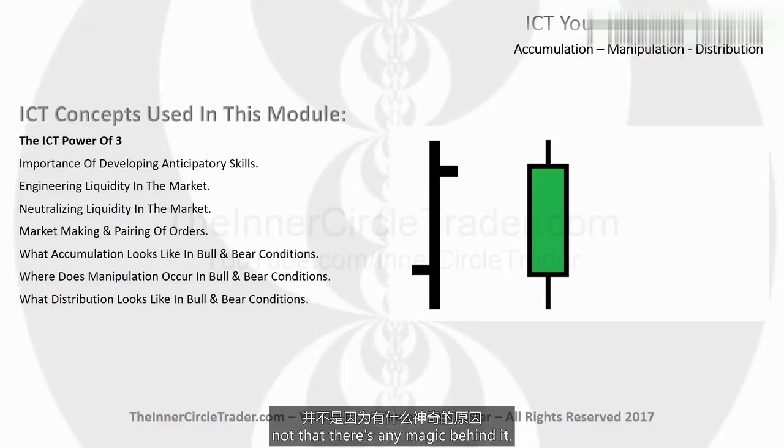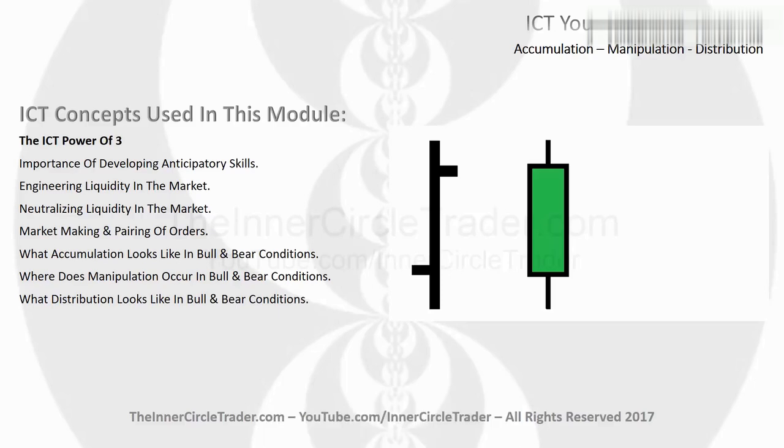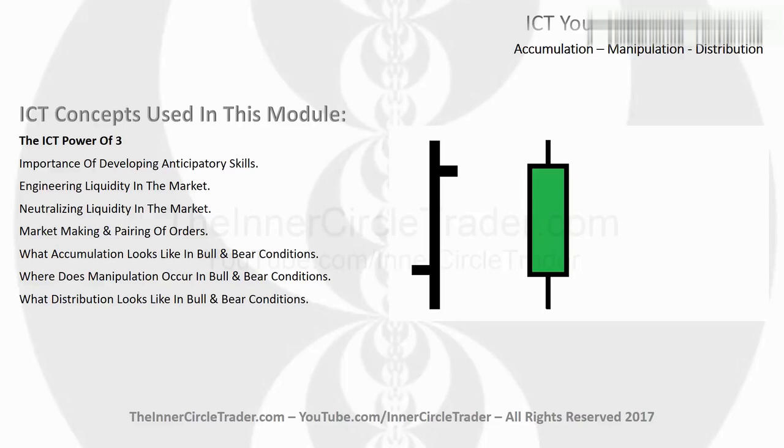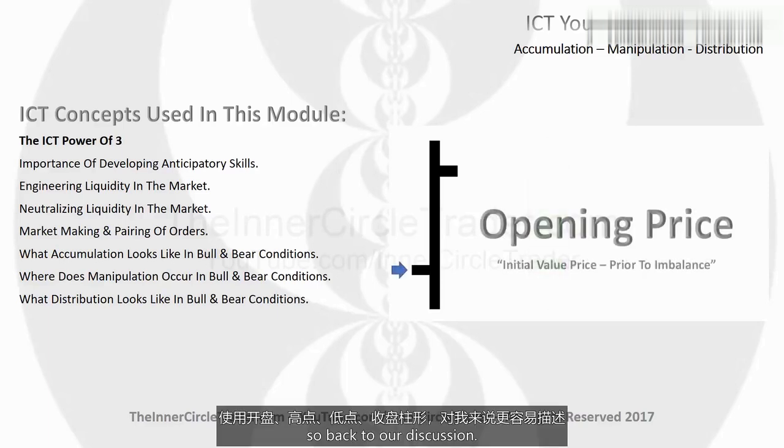Not that there's any magic behind it, but the same concept that's seen here with a bullish open, high, low, close bar to the left is comparable to what you would see in a bullish close candlestick. It's much easier to see that than the little tick to the left or the little tick to the right that distinguishes the open and close on individual bars. Okay, so back to our discussion.